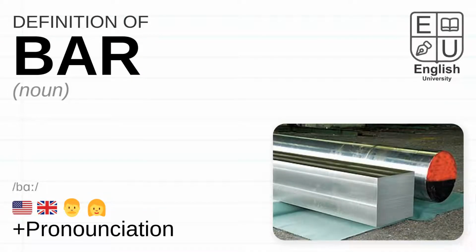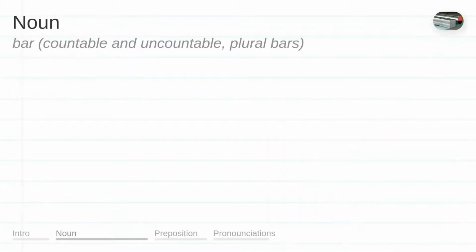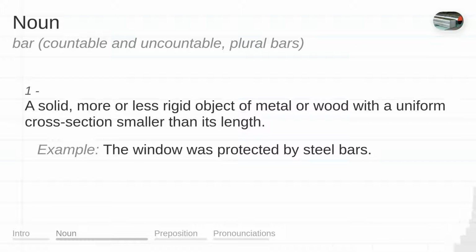Definition of the word bar. Noun. A solid, more or less rigid object of metal or wood with a uniform cross-section smaller than its length. Example: The window was protected by steel bars.